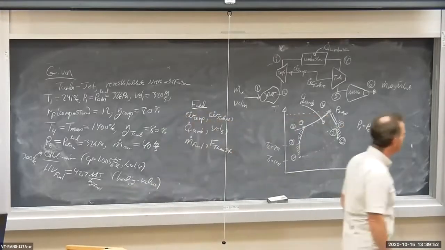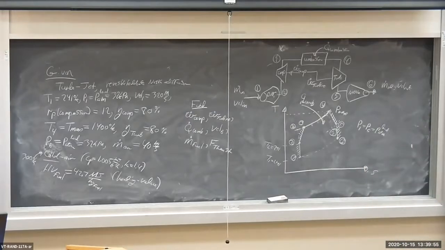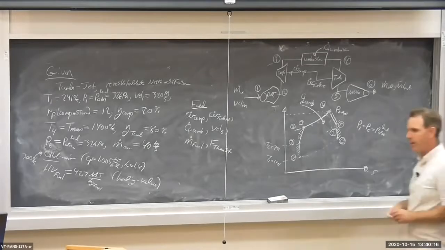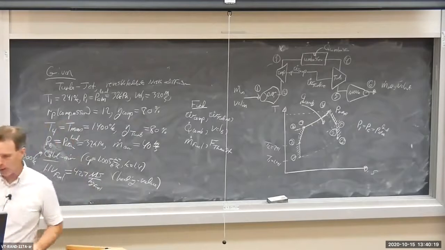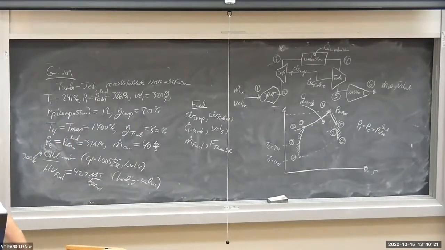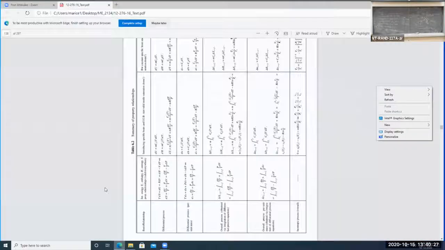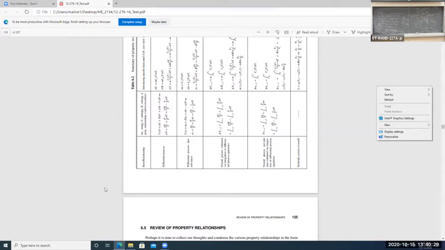Let's actually calculate the pressure P2 real quickly. Process 1 to 2 is isentropic, so I can use the isentropic property relationship to get P2. What's the pressure rise associated with the diffuser? Let's go to our nice property table.